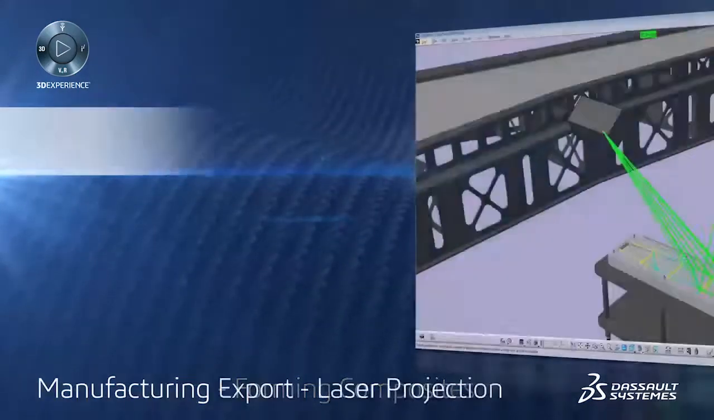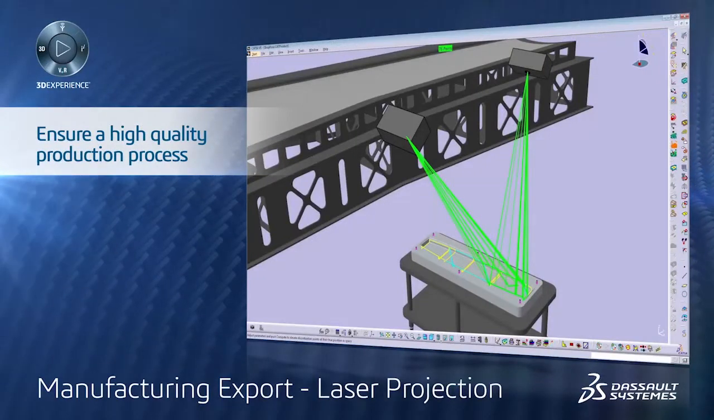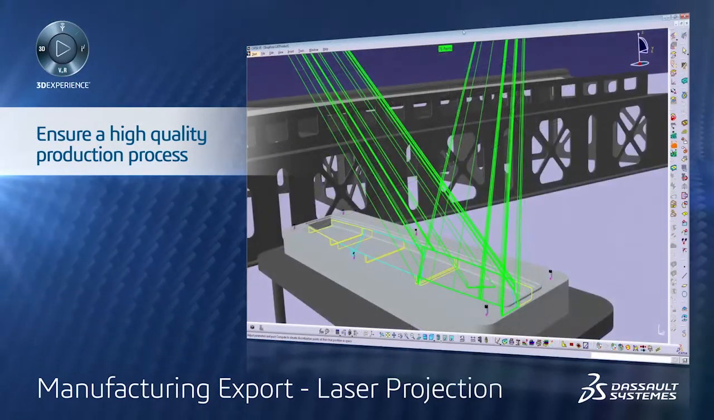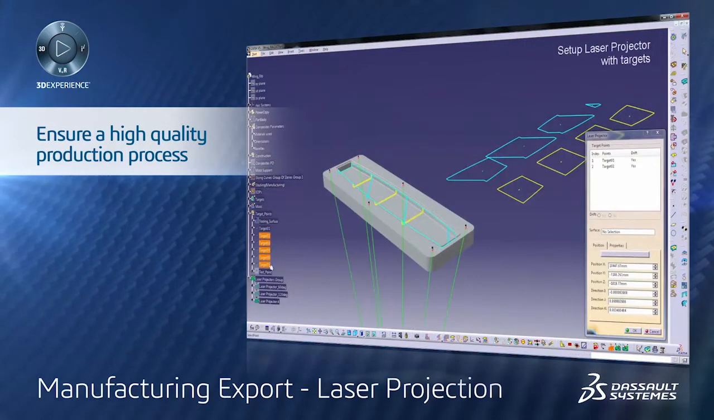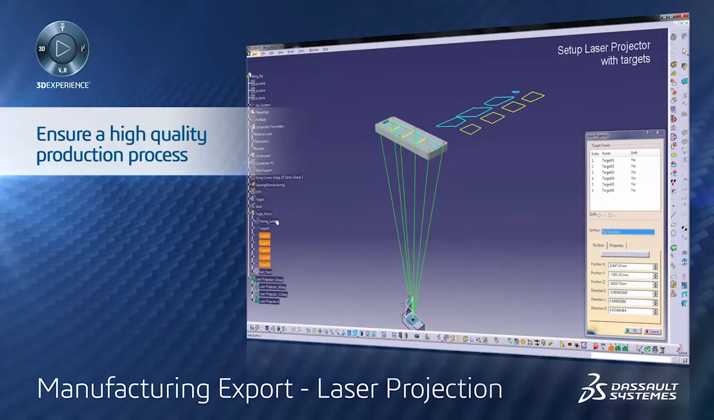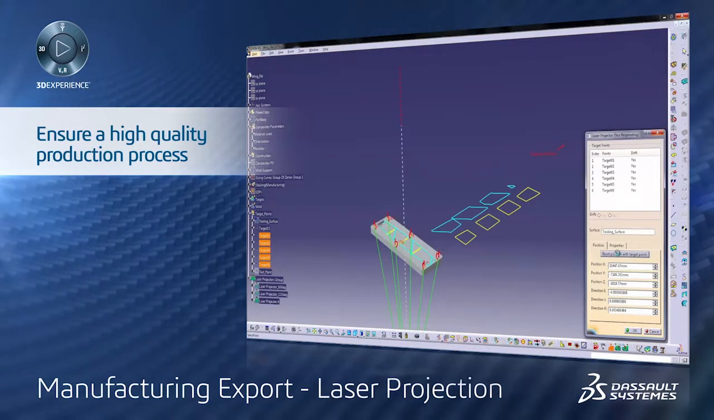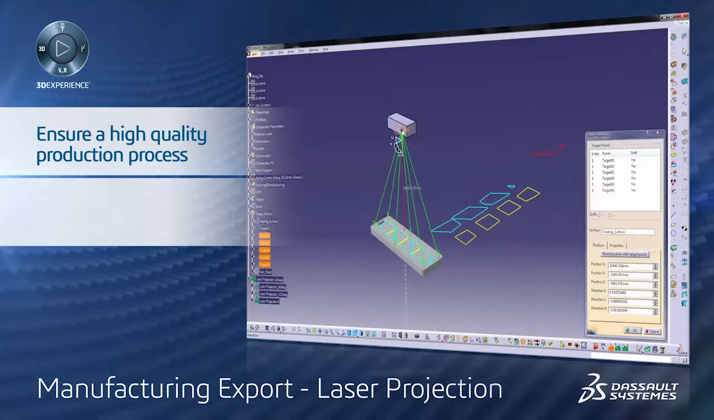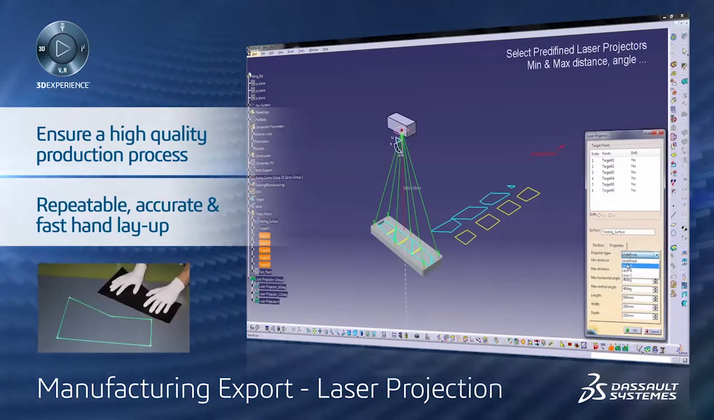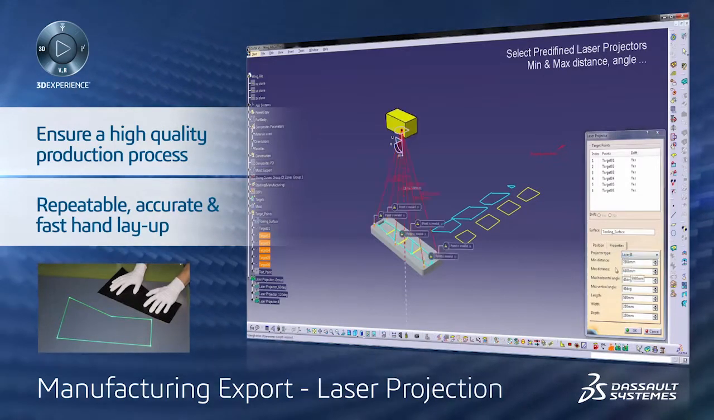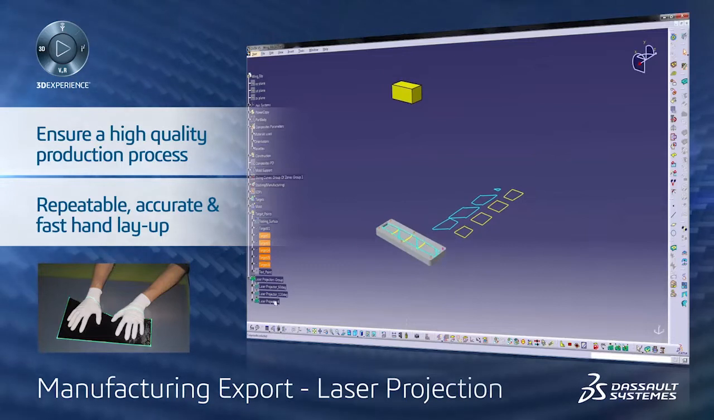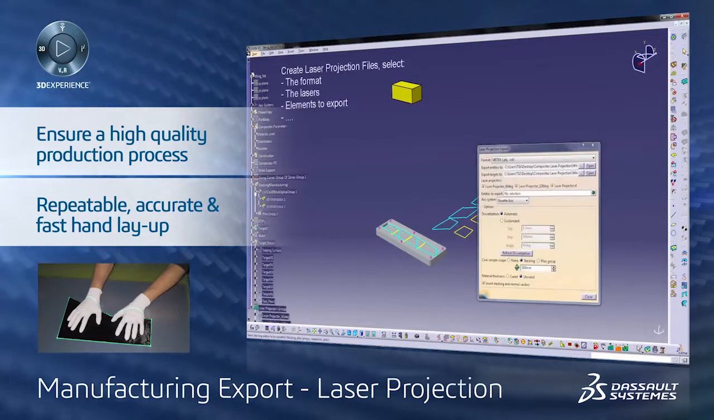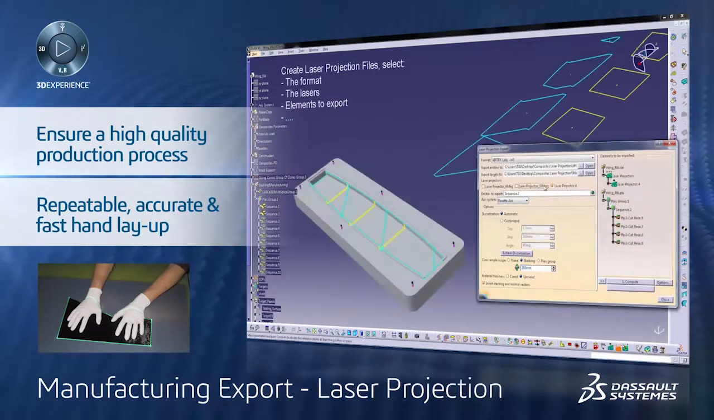Our unique Composites laser projection solution defines and exports laser projection files for use on systems such as those from Vertec, Assembly Guidance, and LPT. These laser projection systems assist ply placement during the hand layup by projecting the shape of the ply to be laid on the mold to ensure accurate and fast positioning of fiber components to drive a consistent, high-quality production process while avoiding trial and error.